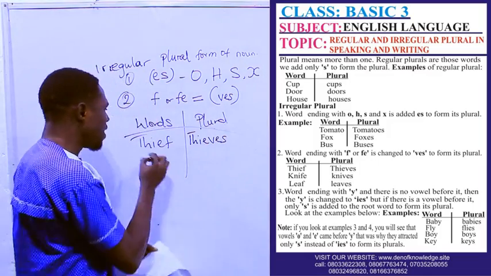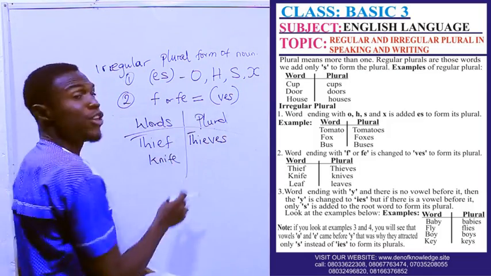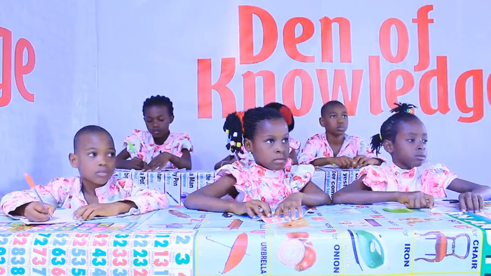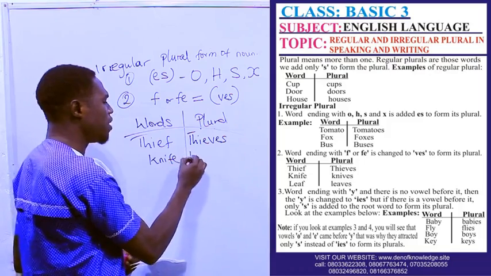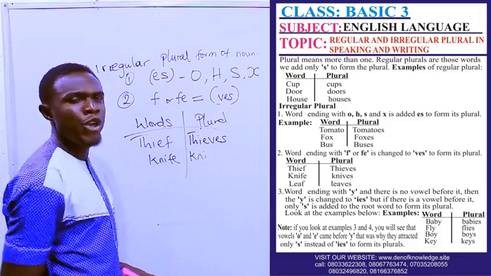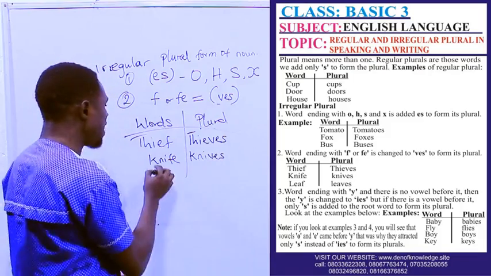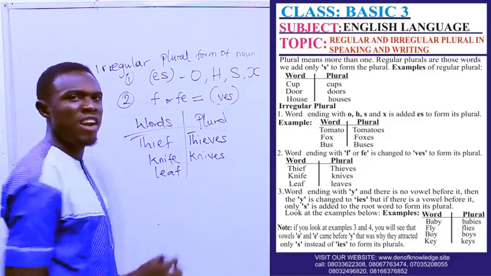I have another one, knife. Knife ends with FE. So you remove this FE totally. I remove the FE, and I put what? VES. It becomes what? Knives.